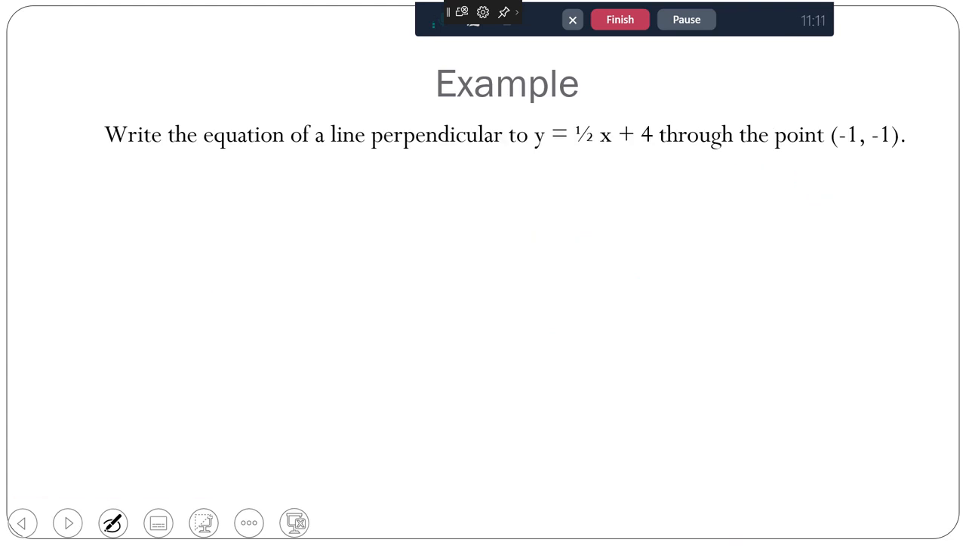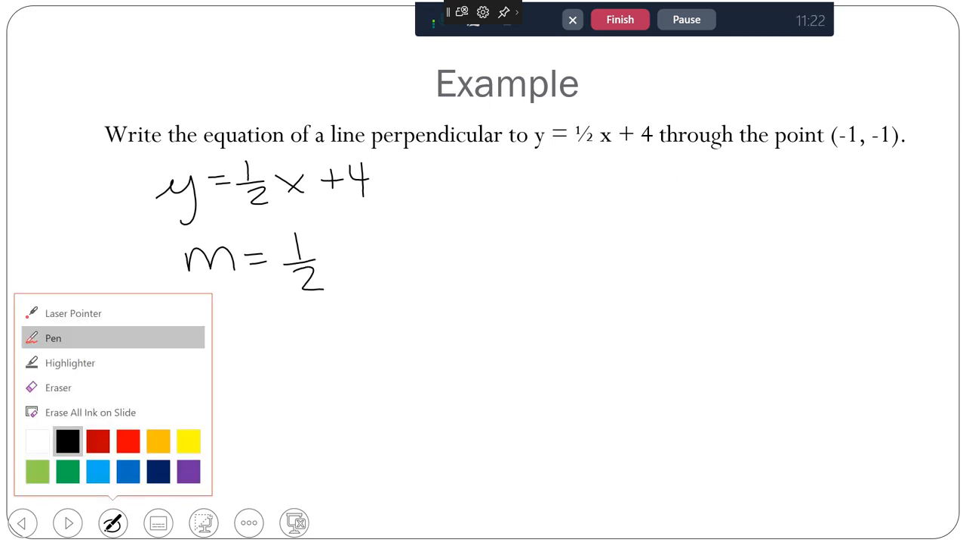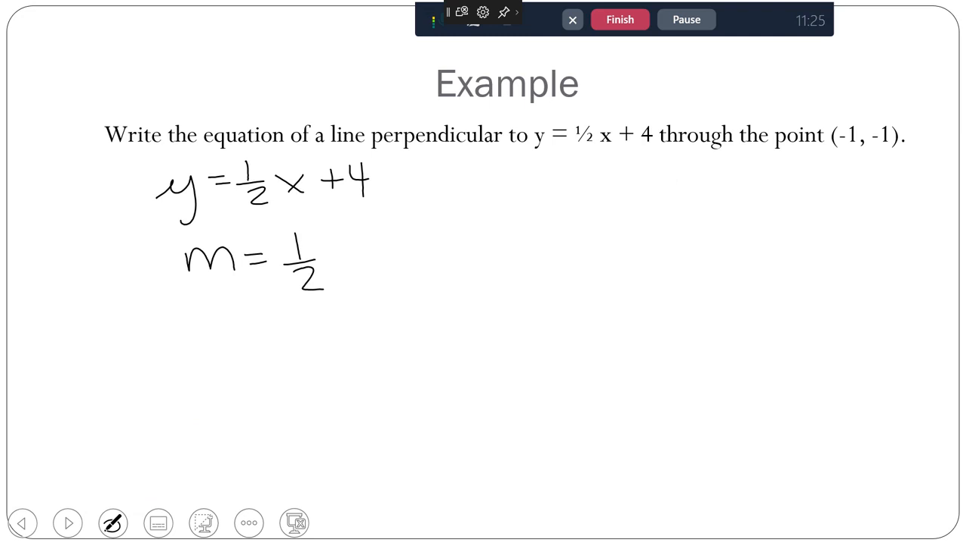So, looking at my current equation, we have y equals 1/2 x plus 4. Our first thing we need to do is identify our current slope. Then, what am I looking for? I'm looking for the perpendicular slope. So that means that my perpendicular slope is going to be the opposite sign. So instead of positive, it's going to be negative. And we are going to flip this. So this can become 2 over 1 or just 2. I'm also going to use the point negative 1, negative 1.